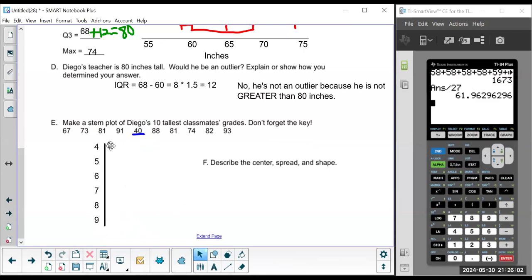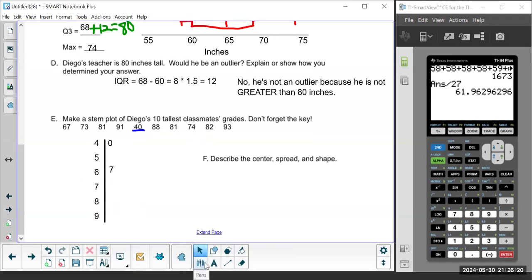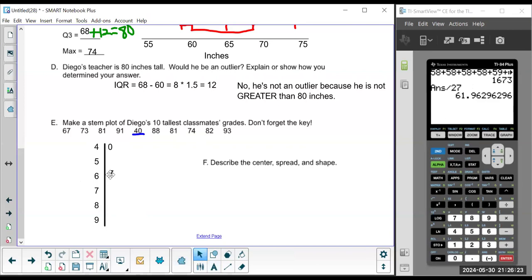So that makes it pretty easy. There are no 50s, but we still include the 5. And then 6. There's a 67. Then we write a 7 here. And then 7, we have 73 and 74. So 73 will go first. And then 74. And then 80s, I have an 81, an 88, another 81, and an 82.